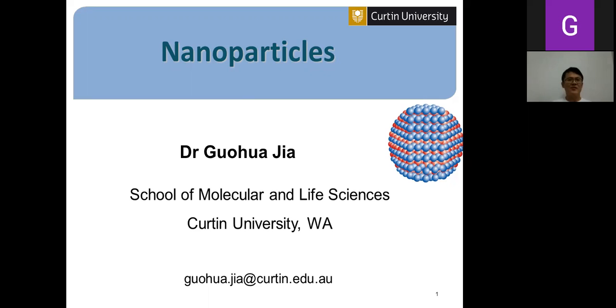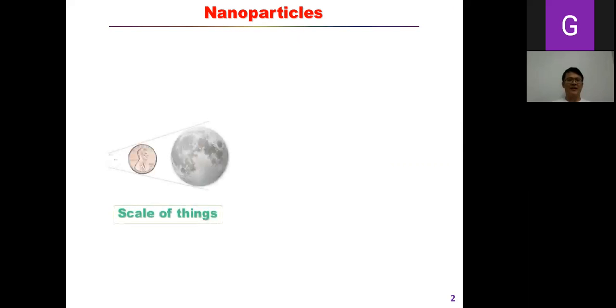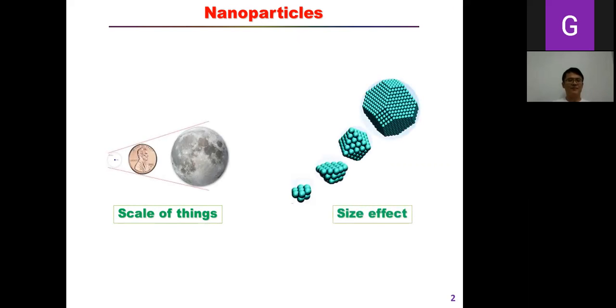In today's video, we are going to look at nanoparticles. In particular, we are going to illustrate key theoretical points of nanoparticles, such as scales of things and size effect.